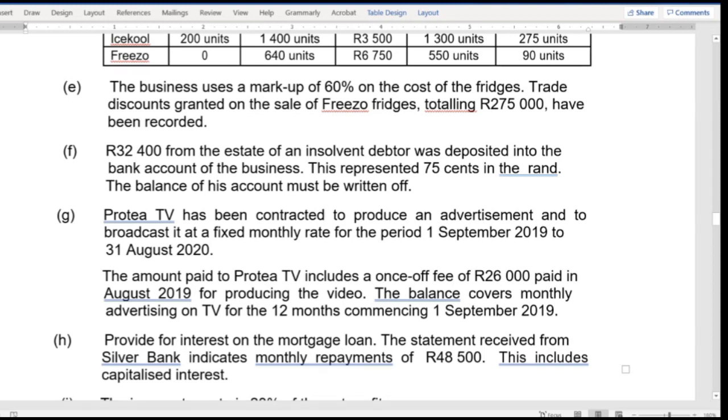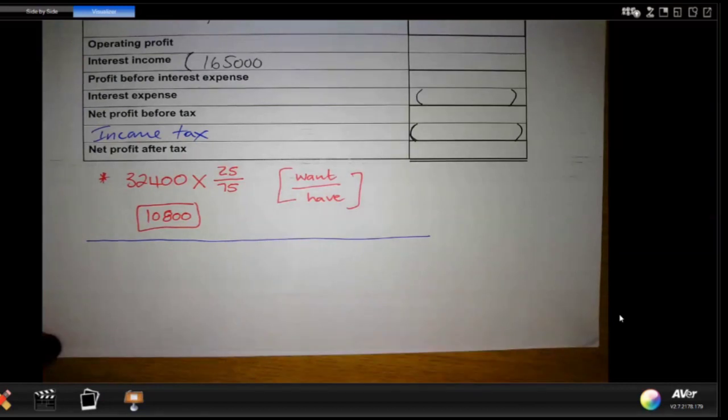So let me show you that calculation quickly. I'm going to do it in a different color.